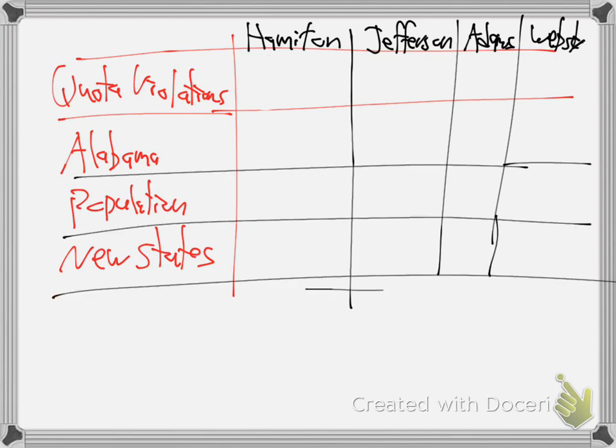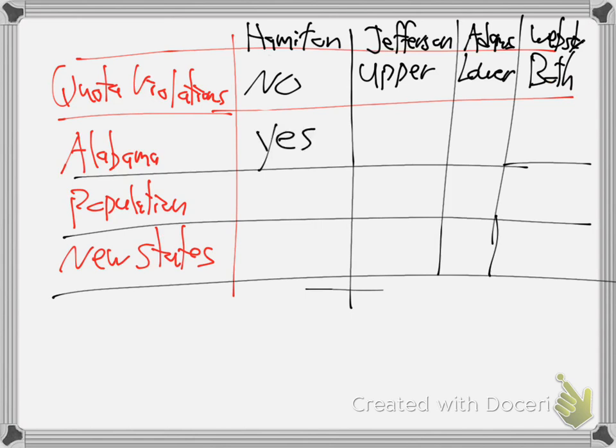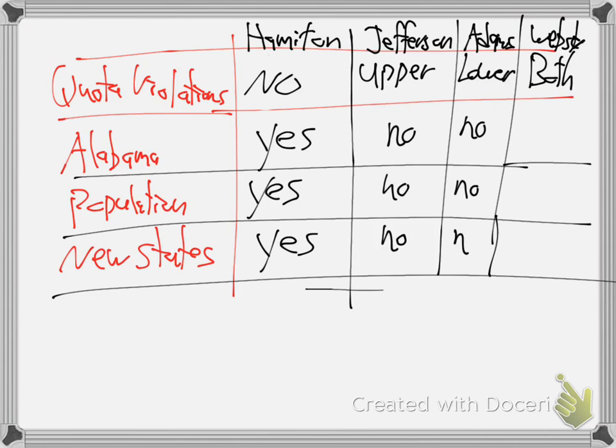So, last bit of information. Hamilton: no, he doesn't do any quota violations. Jefferson, upper. He can break upper quotas. Adams, he can break lower. Webster, he can break both, surprisingly. Alabama, yes. Population, yes. And new states, yes, for Hamilton. Hamilton can break all those things. Hamilton does bad things with the Alabama paradox, population, and new states. All the rest are no. The other methods do not do the Alabama, population, or new states paradoxes.